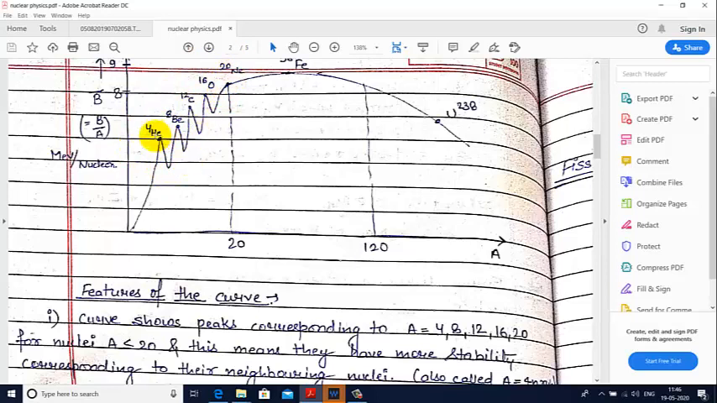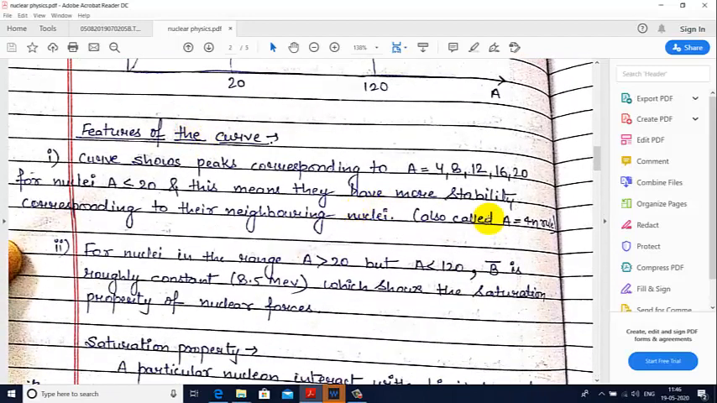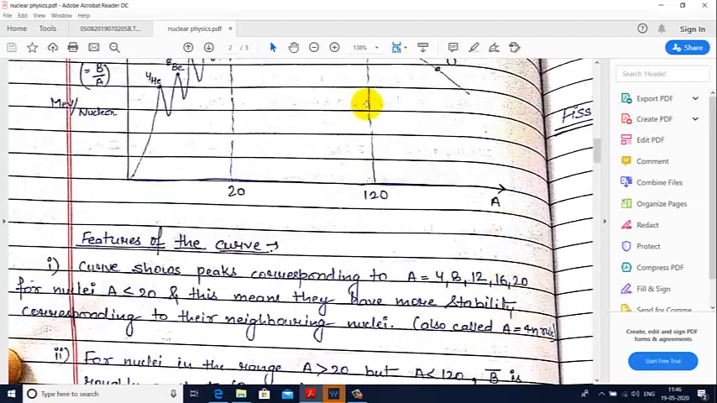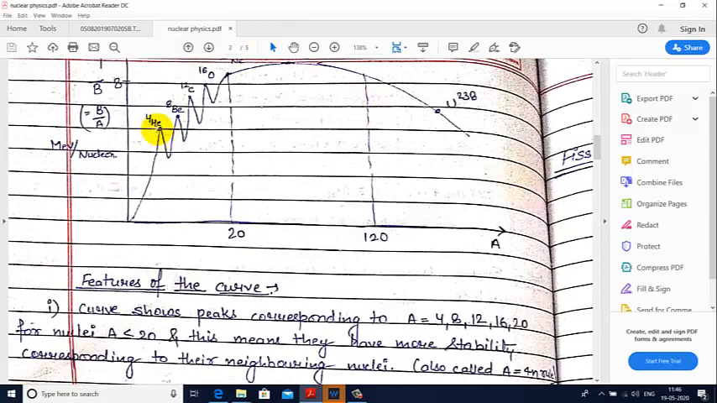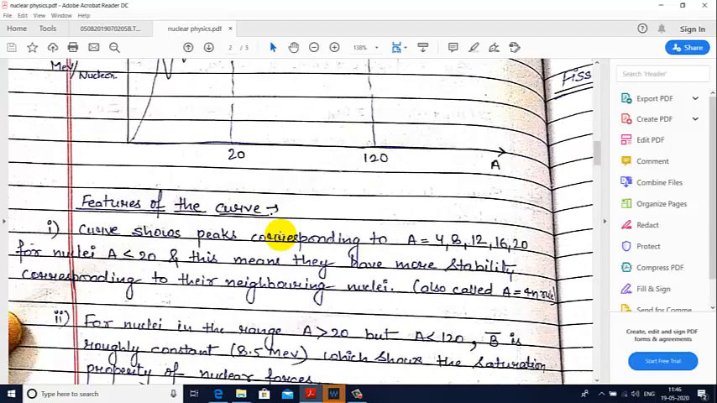And the nuclei that are on these peaks have higher stability as compared to their neighboring nuclei. So 4He is more stable as compared to its neighbors. 8Be is more stable as compared to its neighbors. This rule is also known as the 4n rule, where n is 1, 2, 3, 4 and 5. So you get 4, 8, 12, 16 and 20 values.